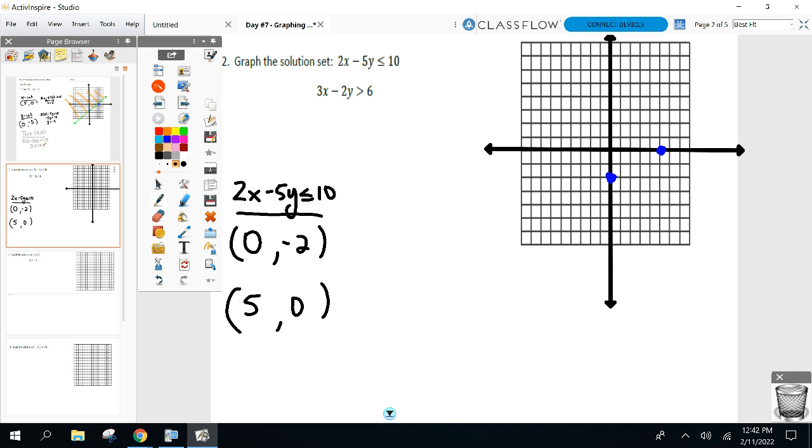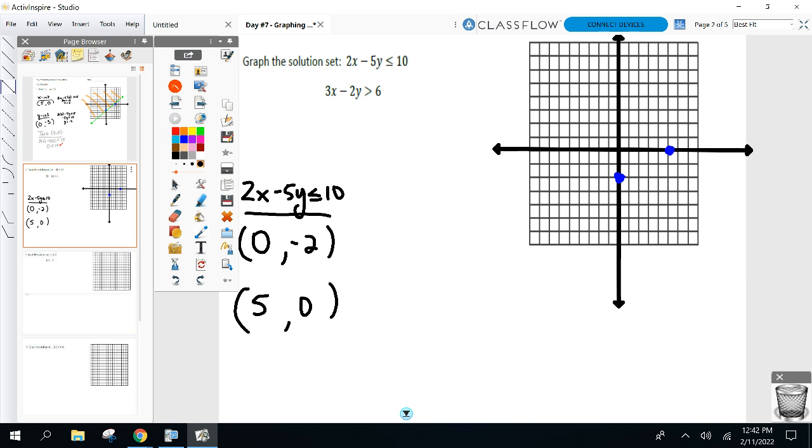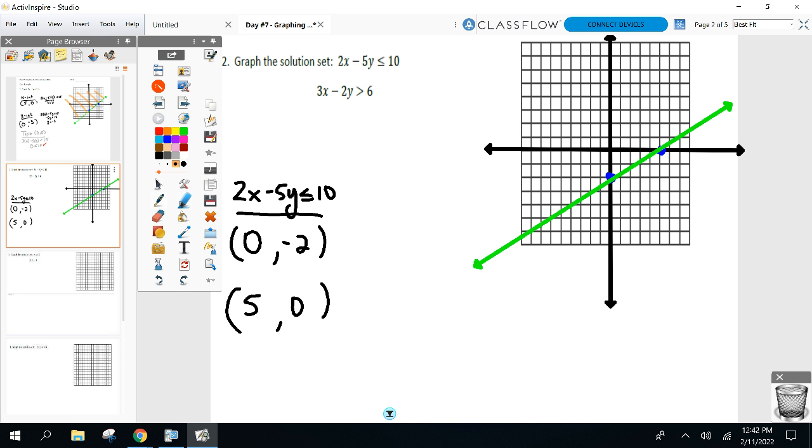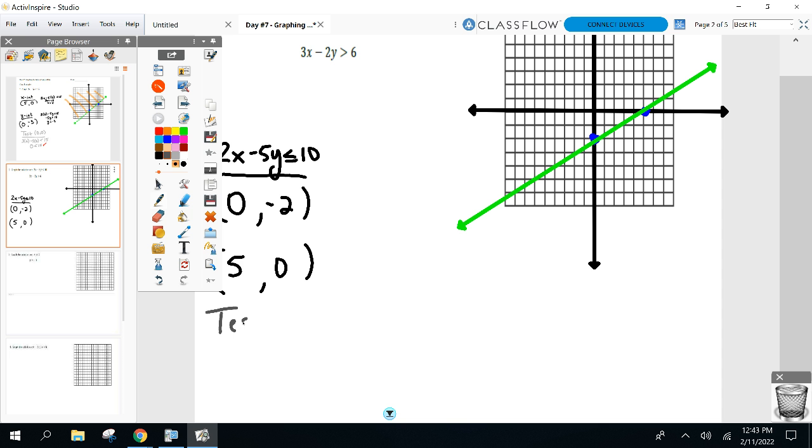What type of line? Solid. Solid line here. Ready to test 0, 0 so we know where to shade. There is an instance where you can't use 0, 0, but I'm not going to talk about it till we actually encounter it. You just keep testing 0, 0.